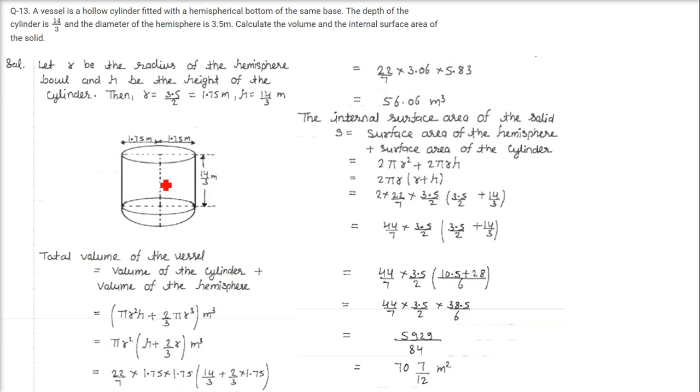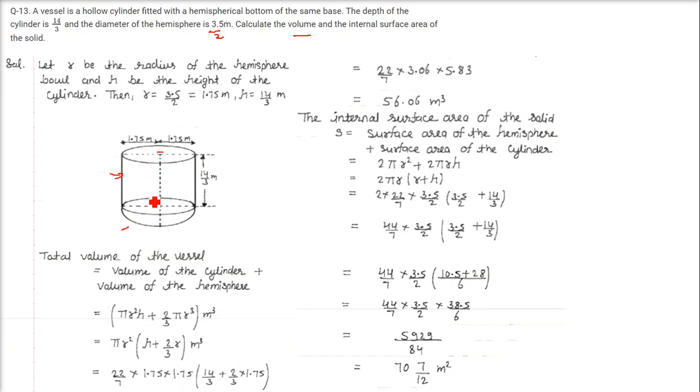A vessel is a hollow cylinder. So this is a cylinder which is hollow, fitted with a hemispherical bottom of the same base. So this is the hemispherical bottom of the same base. The depth of the cylinder is 14 by 3. So from here to here it is 14 by 3. And the diameter of the hemisphere is 3.5. So diameter is 3.5, just take it half. It will be 1.75. We have to calculate the volume and the internal surface area of the solid.